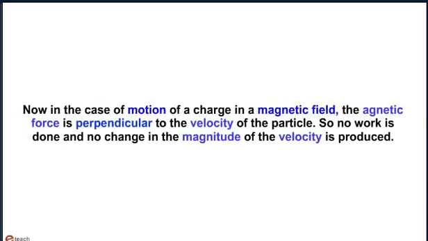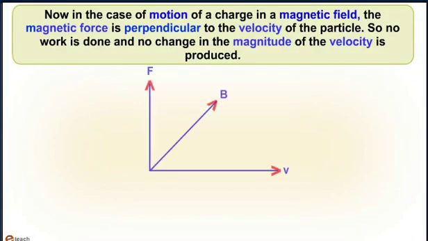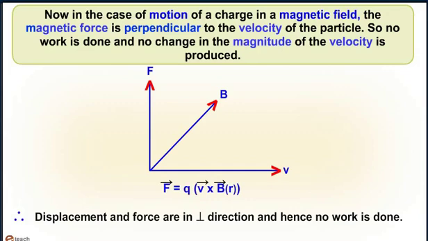Now, in the case of motion of charge in a magnetic field, the magnetic force is perpendicular to the velocity of the particle. So, no work is done and no change in magnitude of velocity is produced. See, F equals q v cross B. Displacement and force are in perpendicular directions and hence no work is done.